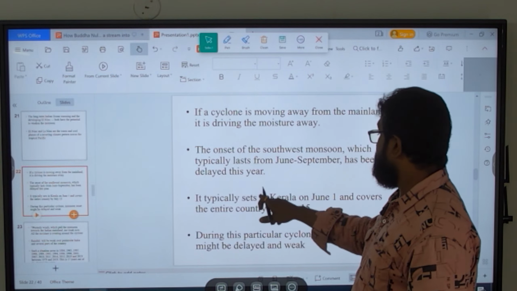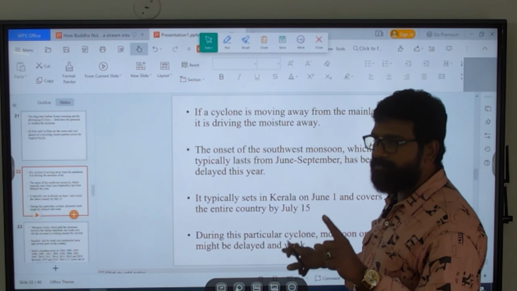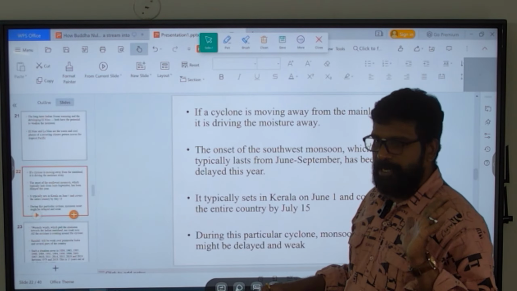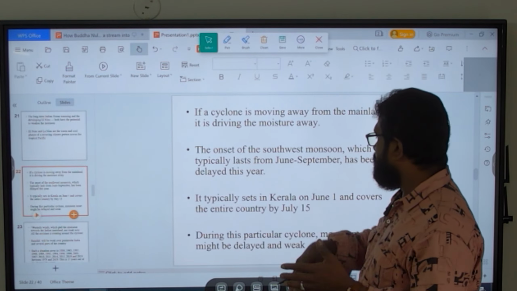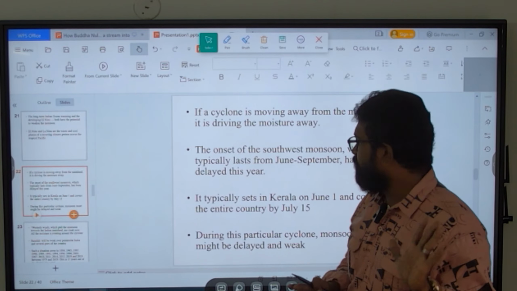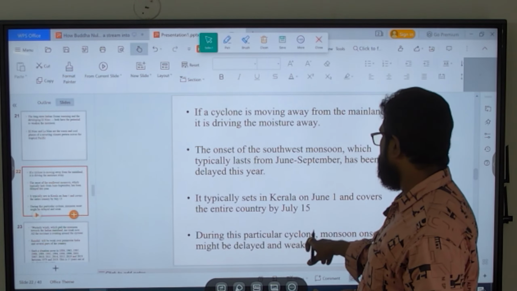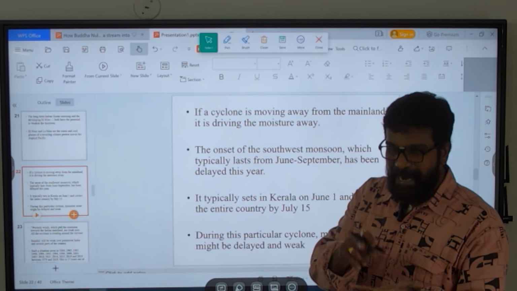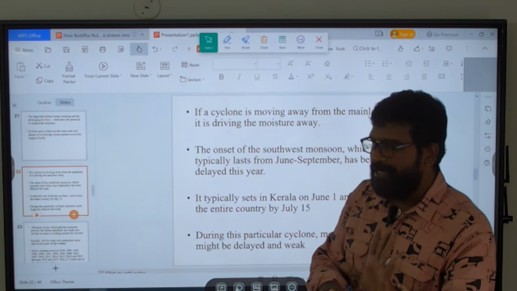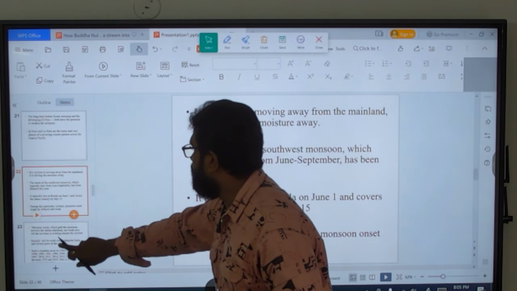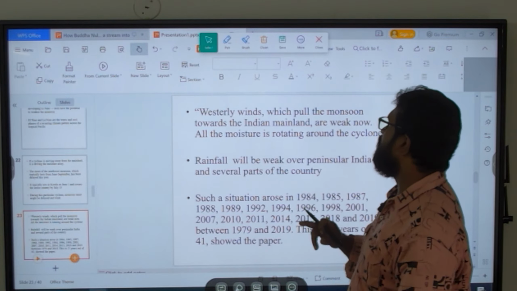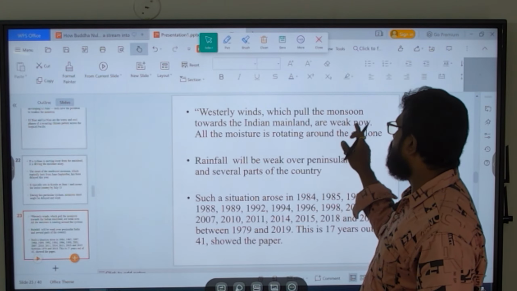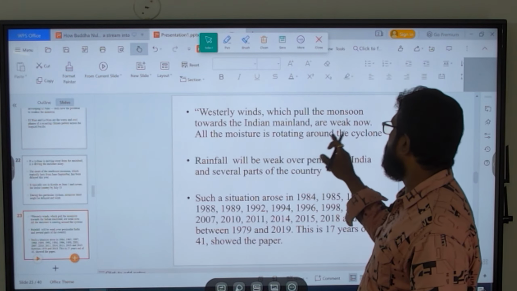It typically sets in over Kerala on June 1st. Whenever June 1st comes, we will have the monsoon, and it will cover the entire country around July 15th. So during this particular cyclone, the monsoon onset might be delayed and weak because of the Madden-Julian oscillation as well as El Nino effects. Then the westerly winds which pull the monsoon towards the Indian mainland are weak now. All the moisture is rotating around the cyclone.